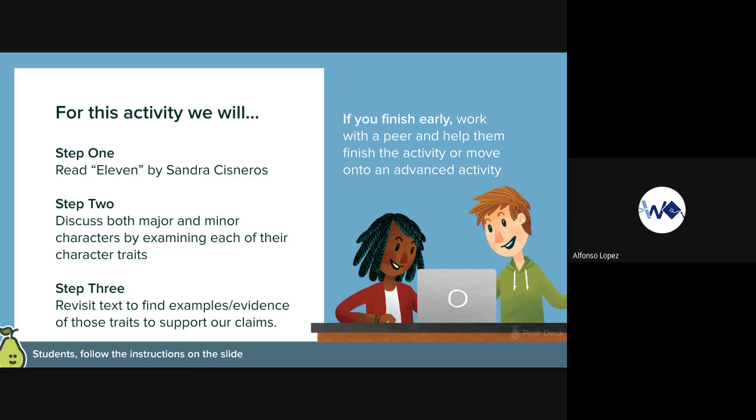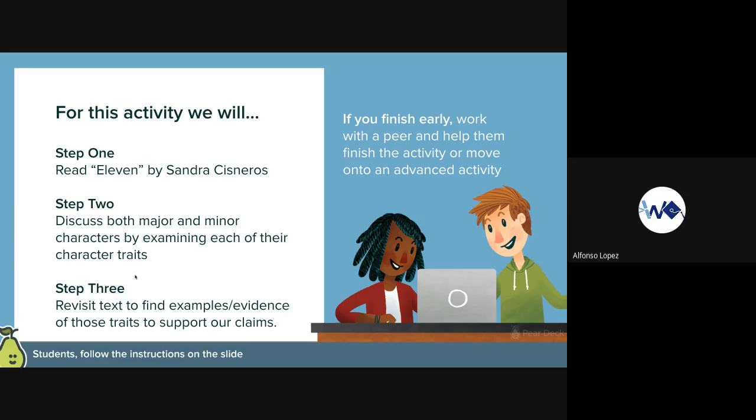After we finish reading the story, we're going to discuss major and minor characters by examining each of their character traits. So just as we went over at the beginning of the lesson, this is going to be part of our objective. And major characters is just what it sounds like. Major means big, bigger, more important. Minor means small, less important.